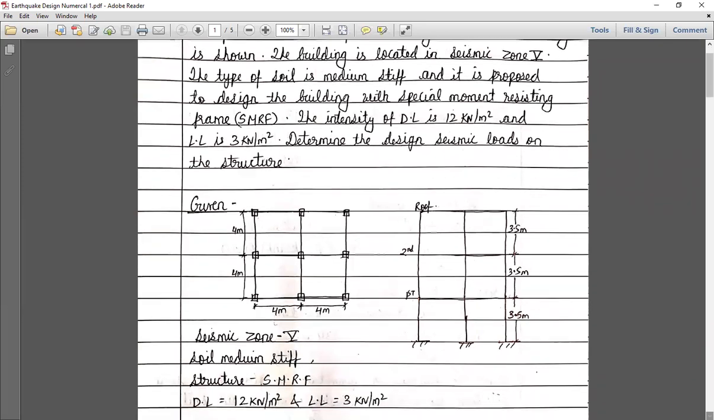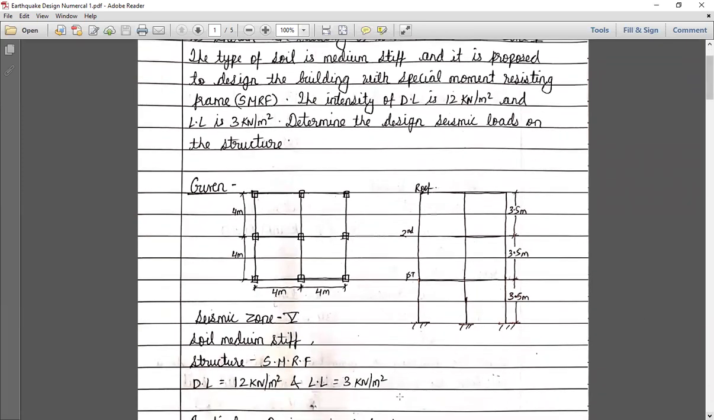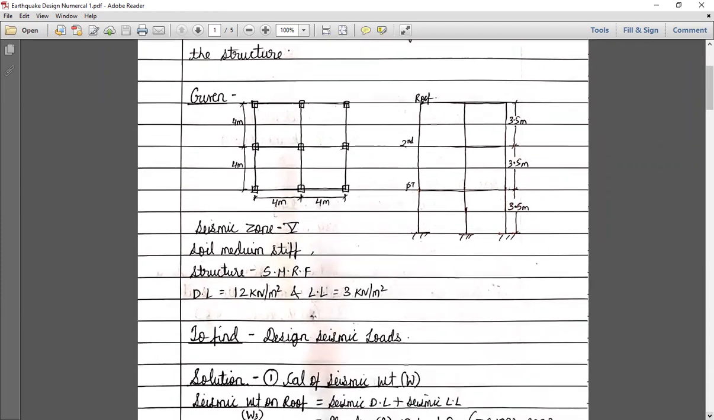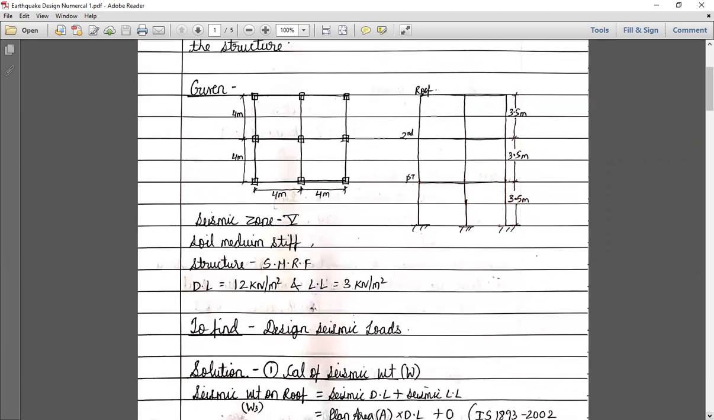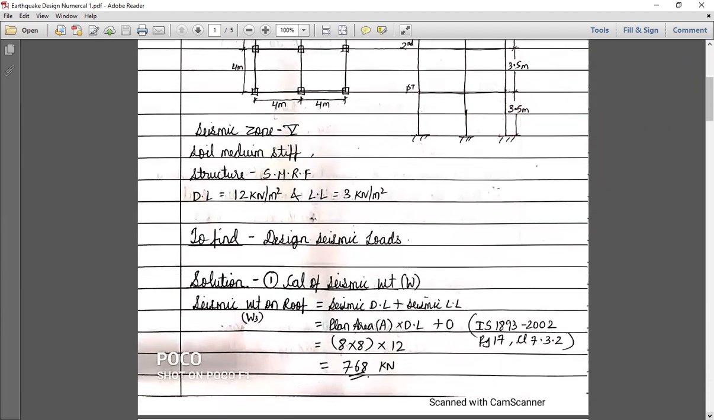So now let us start with the numerical. So what is the given data? The given data is seismic zone is given to us, then soil is medium stiff, then structure is special moment resisting frame, and the dead load and the live load is given. Okay, so now let us see what is the first step. We have to find out the design seismic loads. So the first step is we have to calculate the seismic weight of the structure. Okay, so this is the first step.